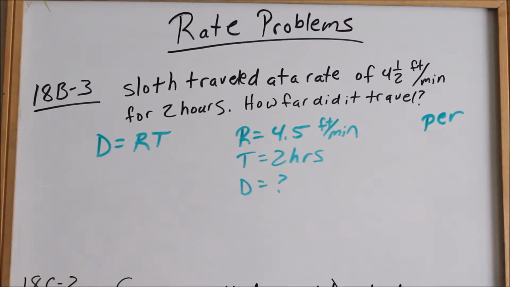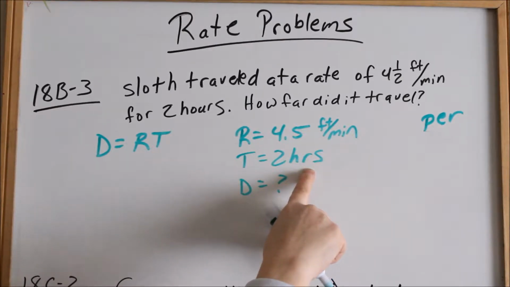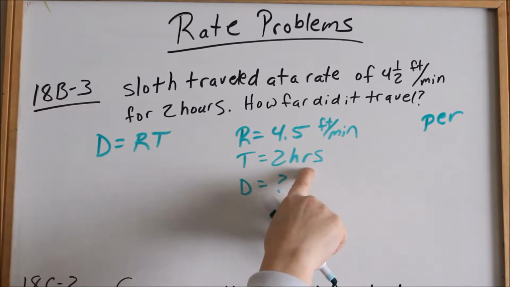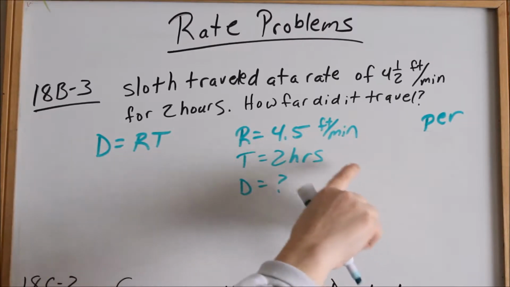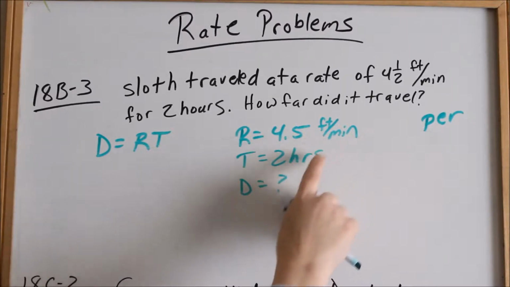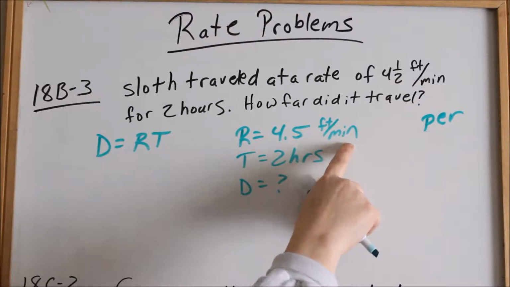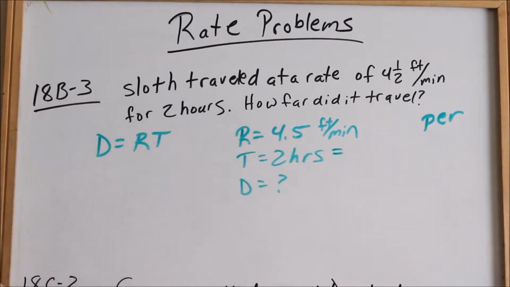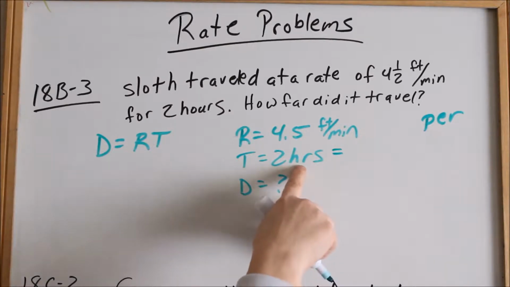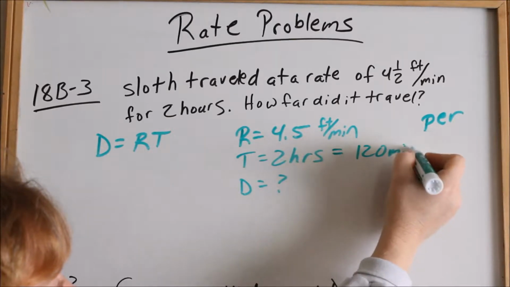The one thing you have to look at is all your units when you're working word problems. Here, my rate is in feet per minute, my time is in hours. So my units don't match up. You need to make sure that your units match before you put all your numbers into the formula. So either this needs to be changed to feet per hour, or I would change hours to minutes. Usually, since the minute is in the denominator, it's going to be easier to change hours into minutes. So if we change 2 hours into minutes, 1 hour is 60 minutes, so 2 hours is 120 minutes.